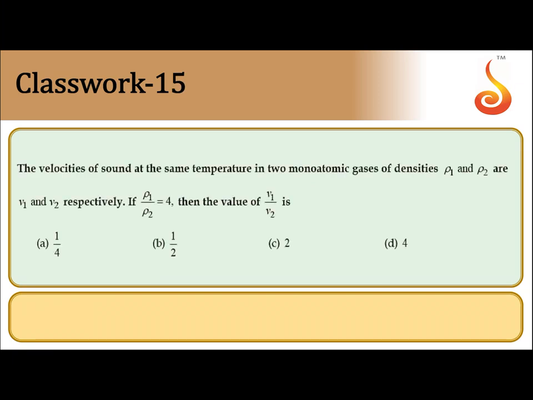Next one. The velocities of sound at the same temperature in two monatomic gases of densities ρ1 and ρ2 are V1 and V2 respectively. If ρ1 divided by ρ2 is 4, then the value of V1 divided by V2 is.